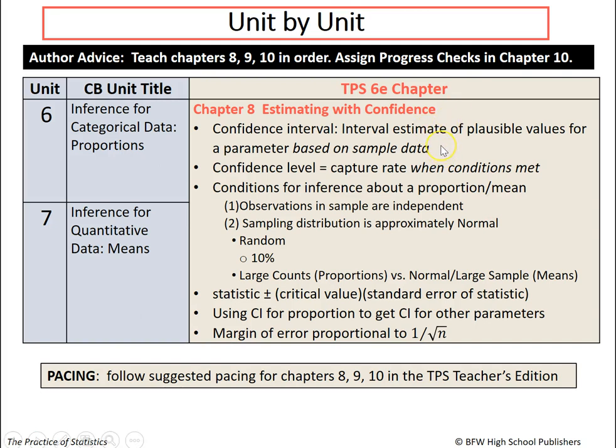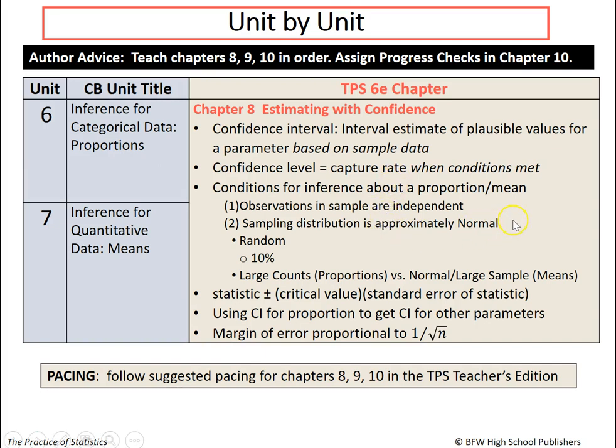Within Chapter 8 on confidence intervals, be sure to emphasize that a confidence interval is an interval estimate of the plausible values for a parameter based on the sample data. The course framework makes this point in several places. Also, a confidence level is the long-run capture rate of the method when conditions are met. So if we take many, many random samples of the same size and the conditions are met, then the capture rate in the long run should match well with the confidence level.